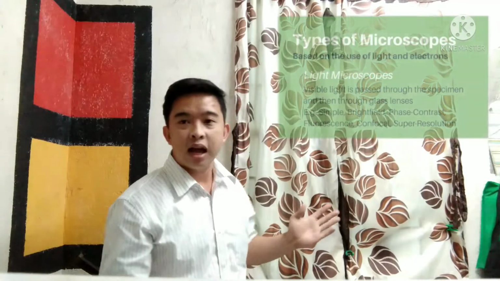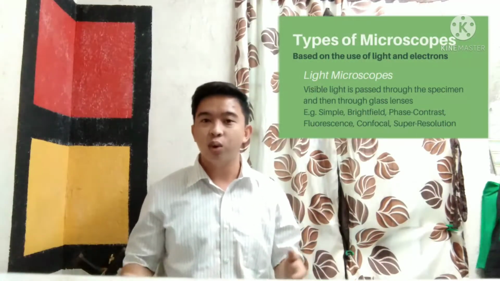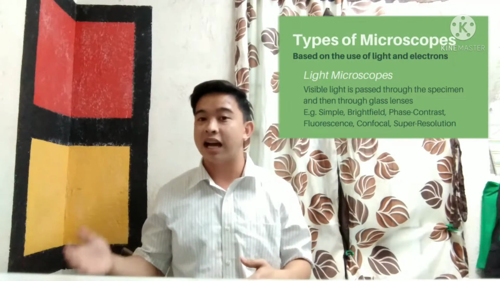Okay, sir, you mentioned earlier that there are two types of microscope. Yes, there are light and electron microscopes. For the light microscope, visible light is passed through the specimen and then through the glass lenses.